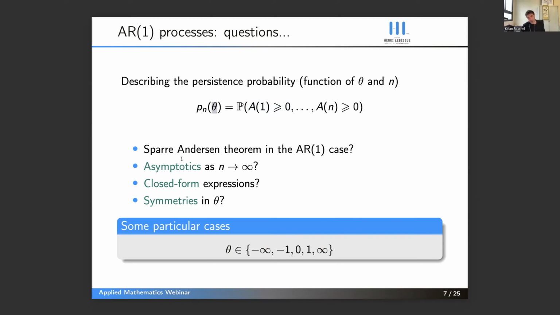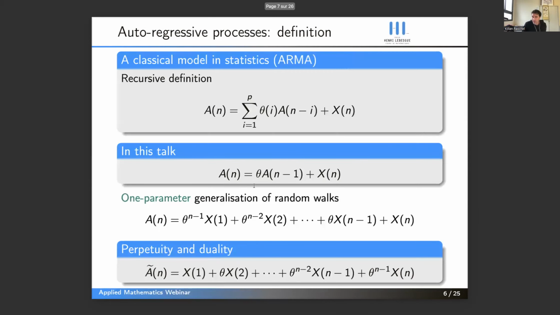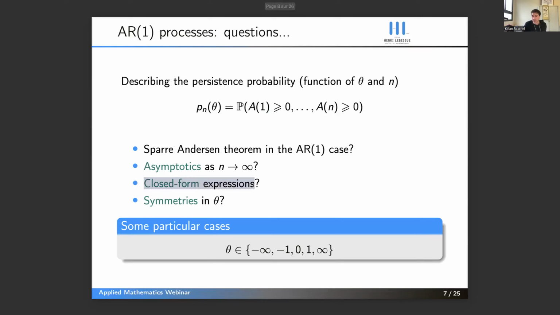And the questions are the following. Is it possible to have a Sparre Andersen formula in this case? If not, can we at least say something asymptotic when n goes to infinity? And maybe we can also solve the model explicitly for some particular case. And we will also try to think about symmetries in this variable theta. So for example, this function, maybe it will satisfy some kind of equations in the variable theta.